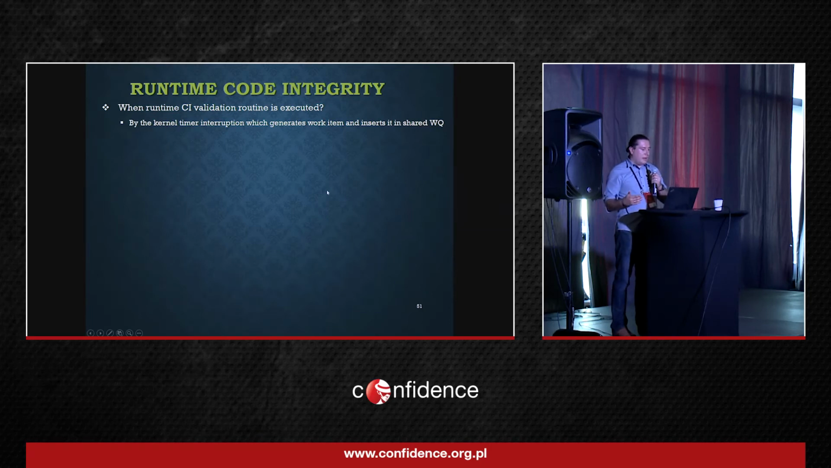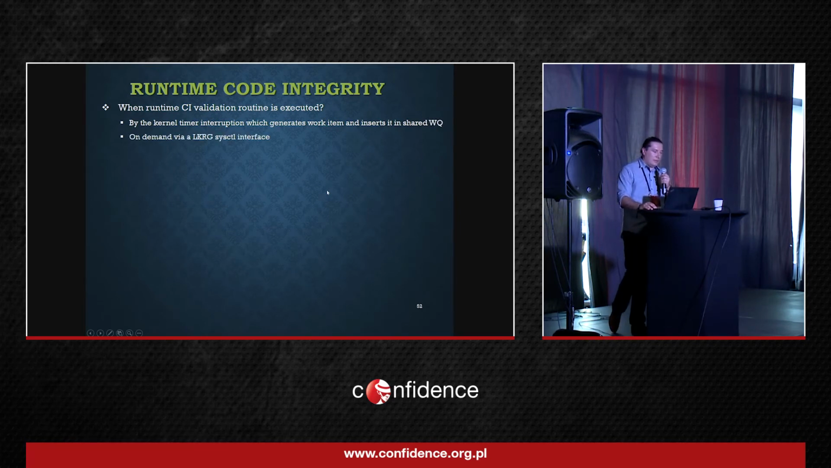Also, the question is when the runtime code integrity validation routine is executed. As a standard way, there is a kernel timer interrupt, which generates a work item, which is then inserted into something called the shared work queue. It's not individual to LKRG. The reason is that there is a special work queue in the system, which is used by multiple subcomponents in the kernel. So if you want to find the validation routine in the kernel, which is the LKRG validation routine, you will need to filter on this shared work queue, because there will be 1,000 random tasks, not only mine. If you just kill the work queue, you'll kill the system. So you need to filter it out. It's some kind of workaround mitigation, simple and cheap.